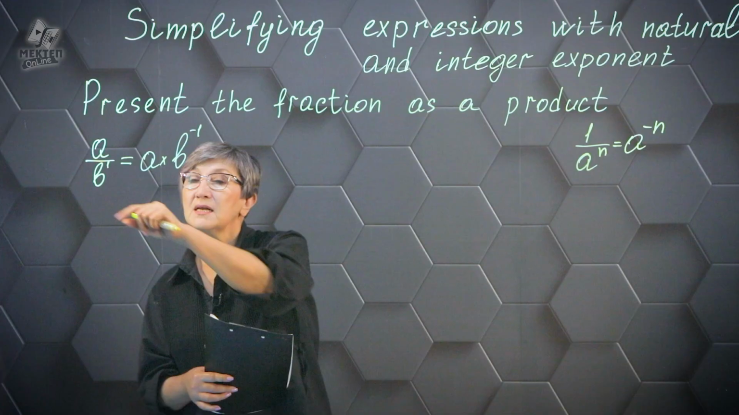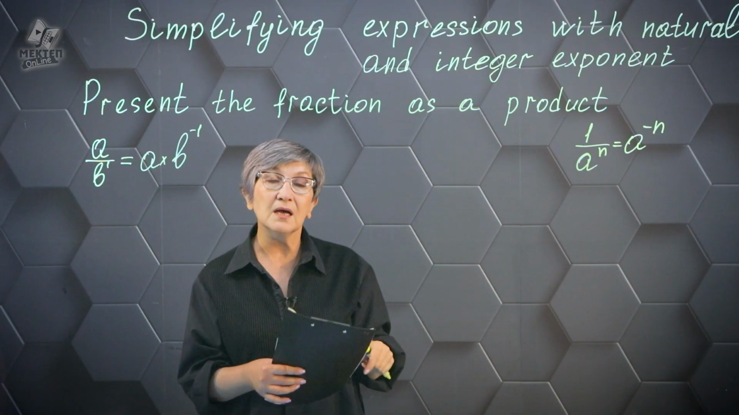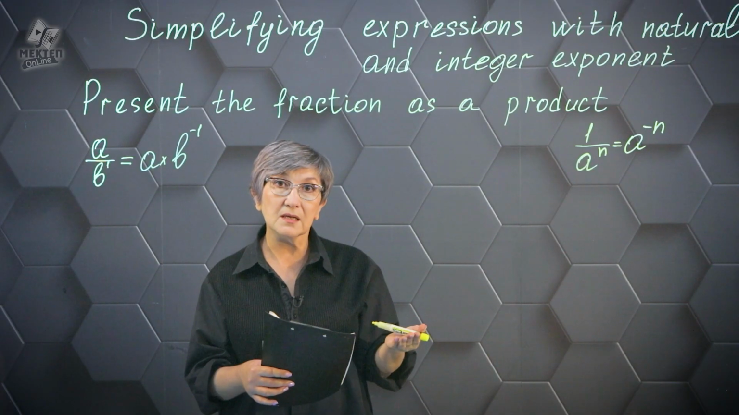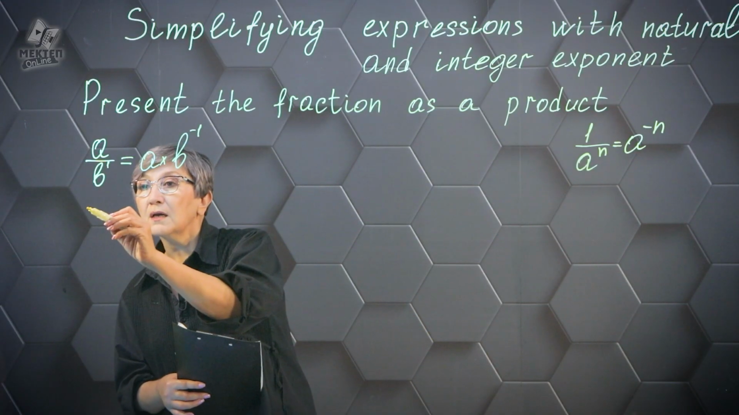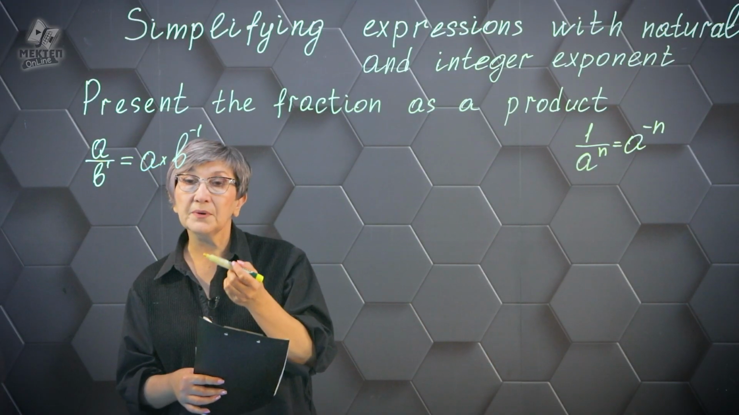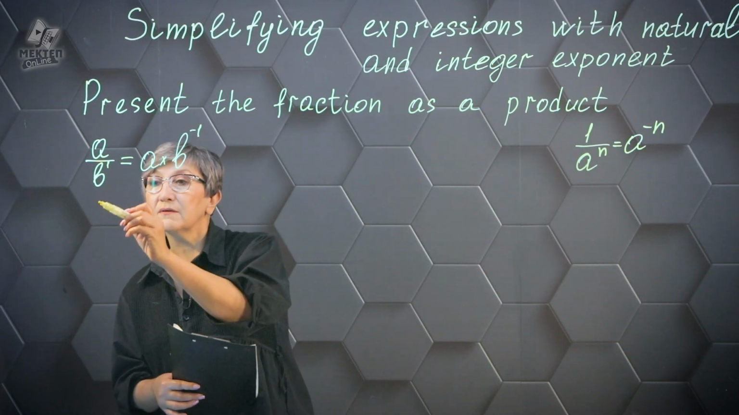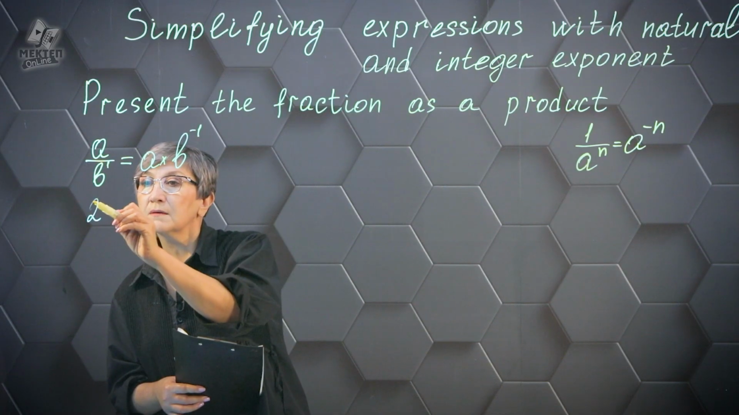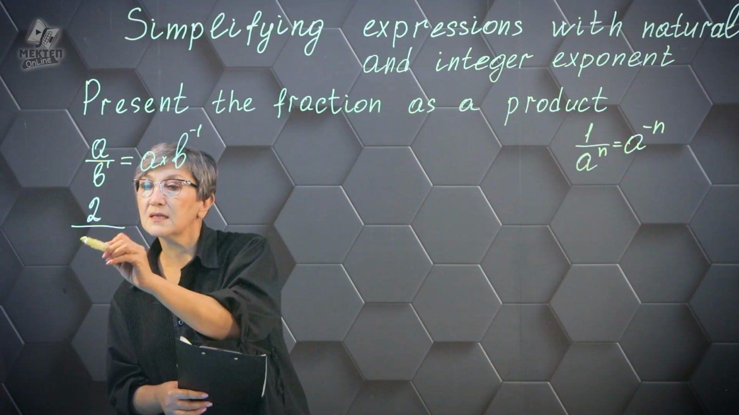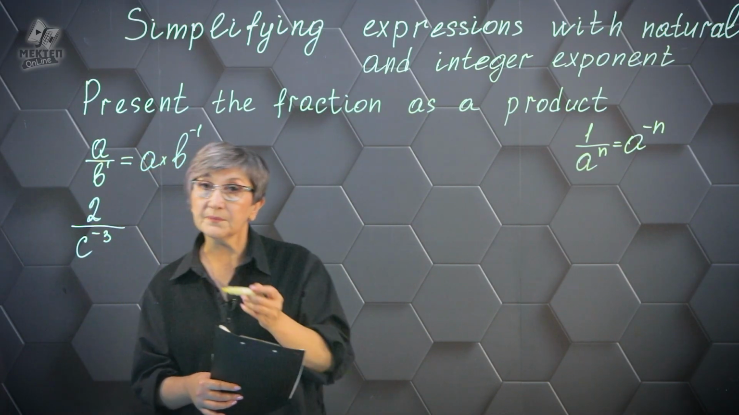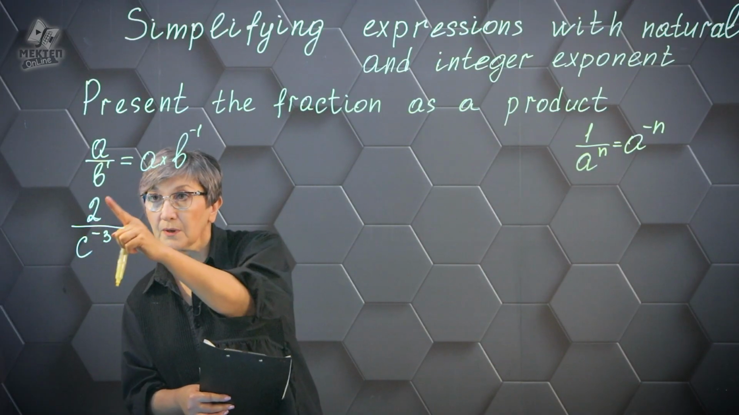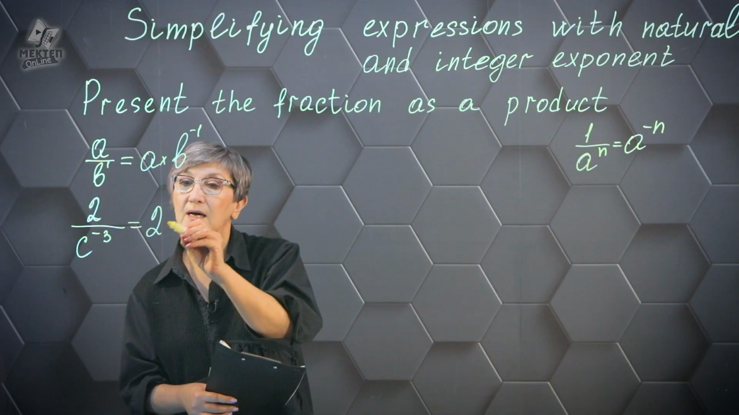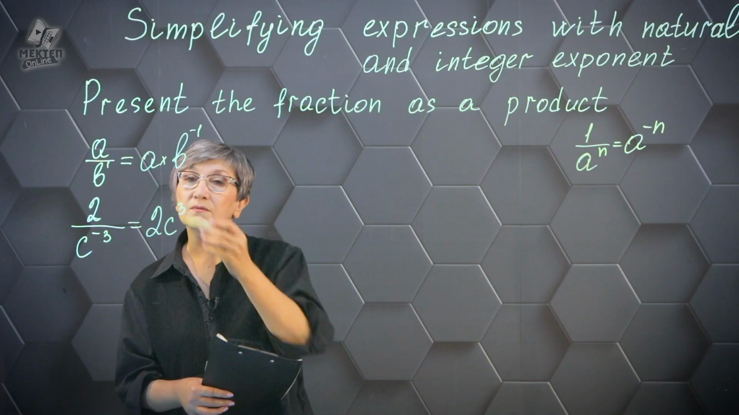But in the denominator, it isn't always a positive number that's written. There can also be a negative number in the denominator. But this doesn't change the algorithm for applying our definition. Let's write down the following expression together. If I write the fraction 2 divided by c cubed, that's a fraction, but I need to write it as a product. So I write 2c to the power of 3.